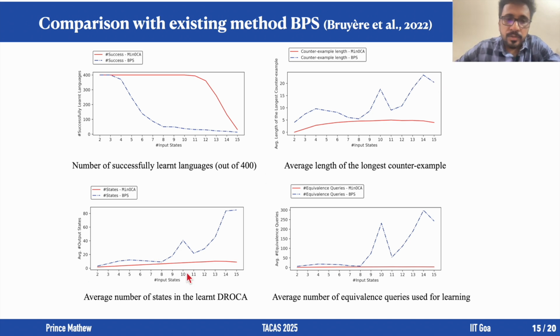So the third graph here shows the average number of states in the learned DROC. MinOCA always learns a minimal counter-synchronous DROC, and hence the number of states in the learned DROC is less than or equal to the number of states of the teacher's DROC, whereas the existing one does not have any guarantee and can learn arbitrarily large DROCs. The fourth graph here shows the average number of equivalence queries used. MinOCA theoretically uses only polynomially many equivalence queries, whereas BPS requires exponentially many, and that is reflected in the graph.